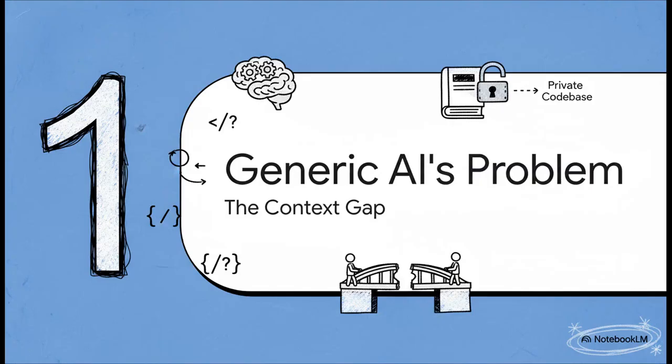Okay, so this brings us to what we can call the context gap. It's this huge space, right, between what a general-purpose AI knows from the public internet and its total lack of knowledge about your private, proprietary world. And closing this gap, that is absolutely the key to unlocking the next level of AI-assisted development.